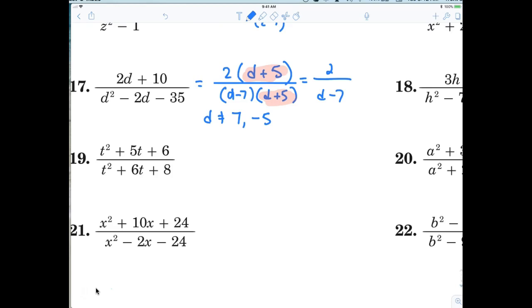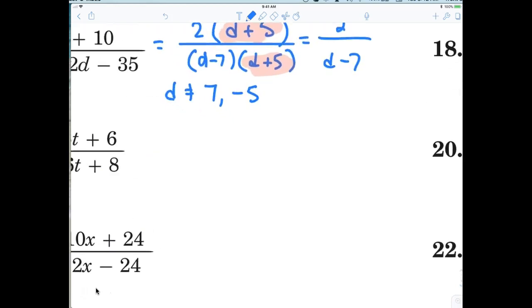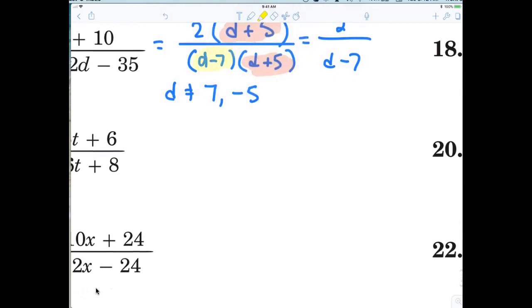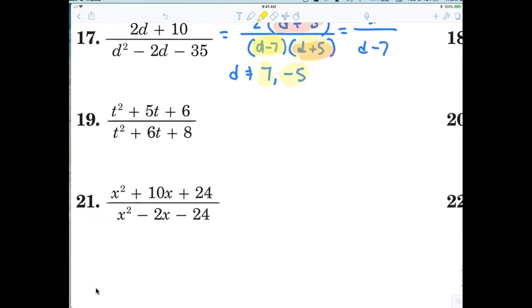Wait, so I understand everything except for how you get the d can't equal. Okay, so what number do I plug into here to make it a 0? That's why that's there. Oh. And what number do I plug in here? That's why that's there. All right, so let's do the next one and make sure you're good.